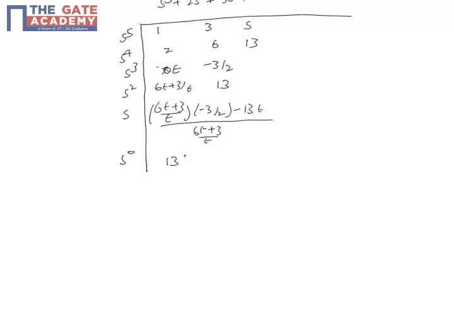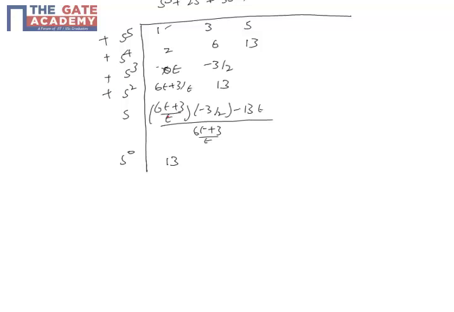Now to determine the number of RHP poles, we have to look at the sign changes in the first column. This 1 is positive, 2 is also positive. Epsilon, as I have already told you, is a small positive number, so this is also positive. Now 6 epsilon + 3 by epsilon: since epsilon is almost equal to 0, I can drop 6 epsilon. Now 3 by a very small positive value is also positive. So this is positive, positive, positive, positive.